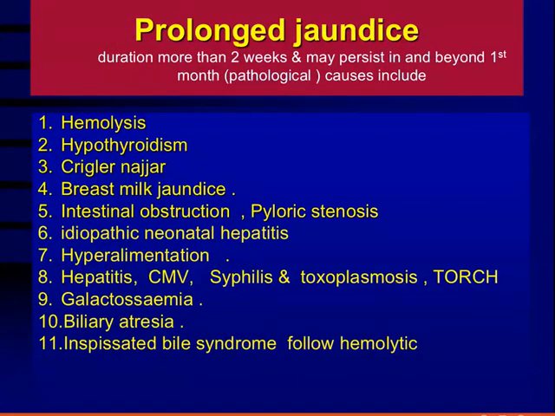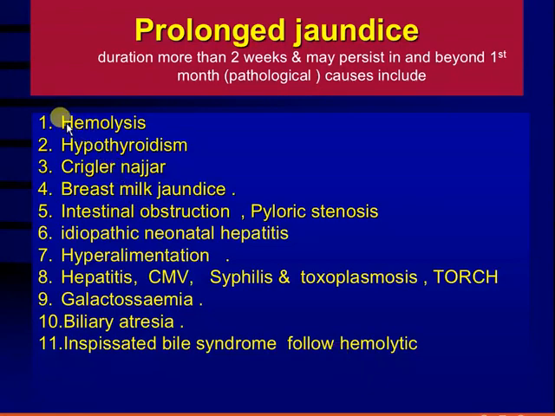What are the causes of prolonged jaundice? Duration more than 2 weeks, and it may persist in and beyond the first month. Causes include hemolysis, hypothyroidism, Crigler-Najjar, breast milk jaundice, intestinal obstruction and pyloric stenosis, idiopathic neonatal hepatitis, hyperalimentation or total parenteral nutrition, hepatitis, cytomegalovirus infection, syphilis, toxoplasmosis and TORCH infection, galactosemia, biliary atresia, inspissated bile syndrome, which follows severe hemolytic anemia.